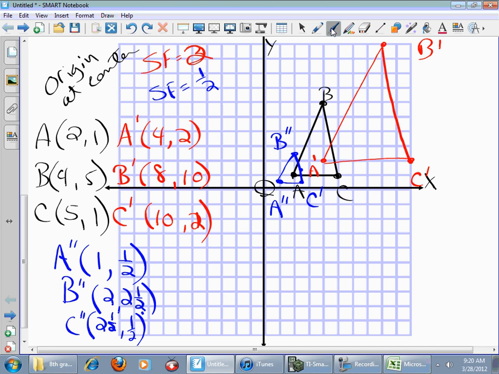And that's it. Those are dilations. All right, tomorrow night we'll talk a little bit about the magnification problems and things like that.